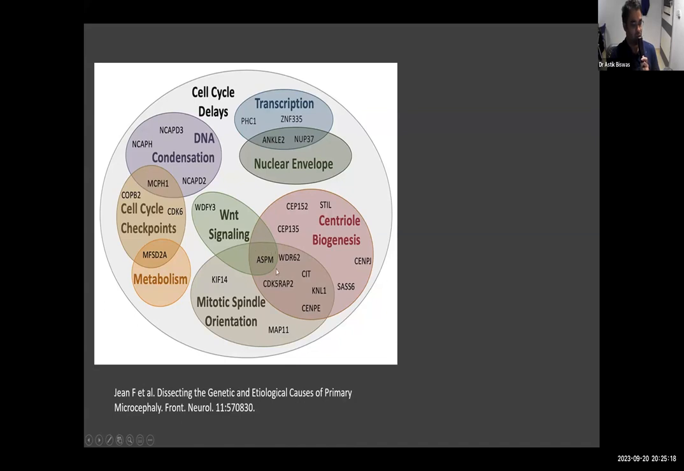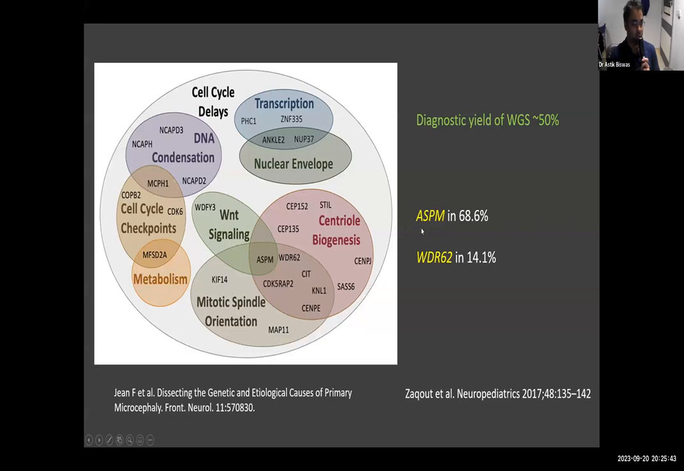So take a close look at the ASPM gene, for example, which is involved in Wnt signaling, centriole biogenesis, and mitotic spindle orientation. And the other important one is WDR62. These two are important because the overall diagnostic yield of whole genome sequencing is still only about 50%, and the majority of those are going to be either the ASPM gene or the WDR62 gene. So it is worth concentrating in that area.